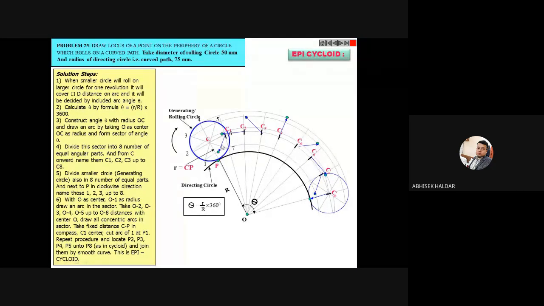Can you see these points? These are the locus points. Just join them by your French curve. You will get your curve, which is known as your epicycloid. So you have to practice it, otherwise it is very difficult to draw.